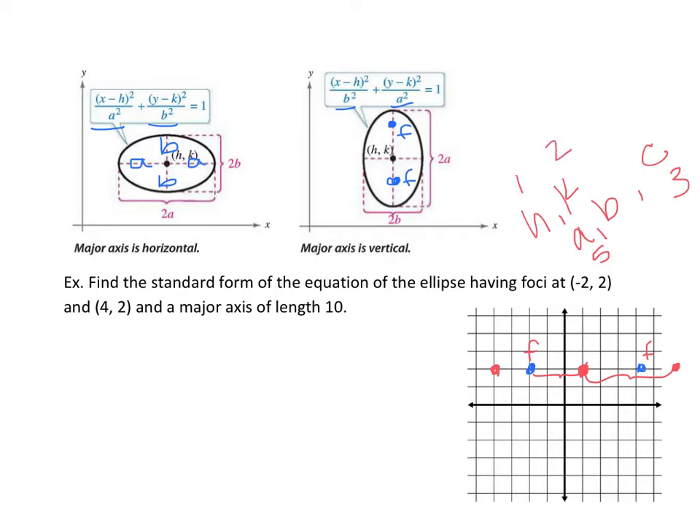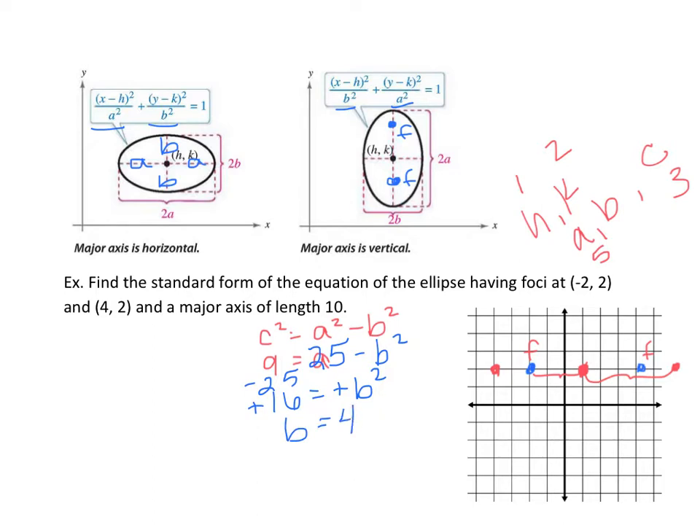So I do need to find b. c squared equals a squared minus b squared. 9 equals 25 minus b squared. Subtract 25. Negative 16 equals negative b squared. Both positive. b's got to be 4. You're only looking at the positive because you're looking at a length. So that means 4 up and down would give me my minor axis.